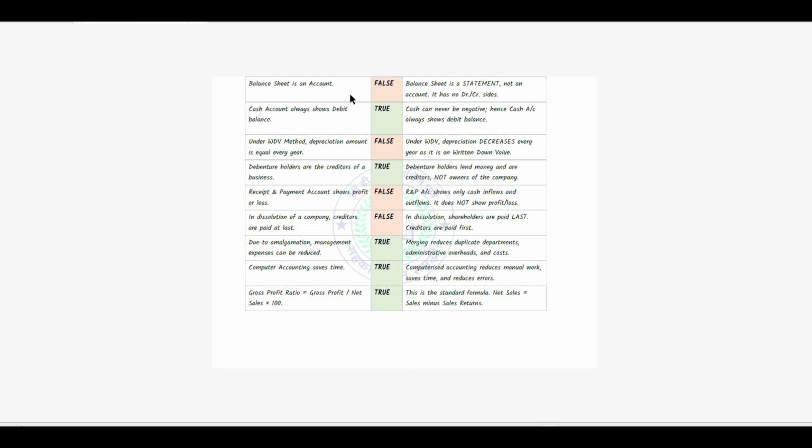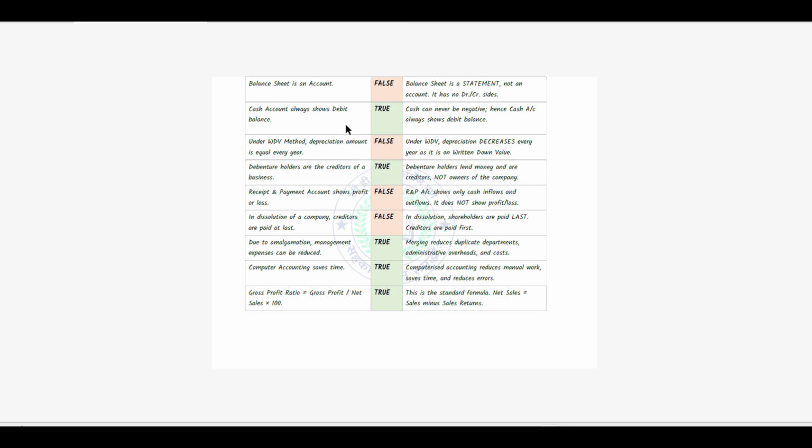Next, balance sheet is an account. It's false, because a balance sheet is a statement, not an account. It has no credit and debit sides. In the balance sheet, liabilities and assets are mentioned, not credit and debit sides.